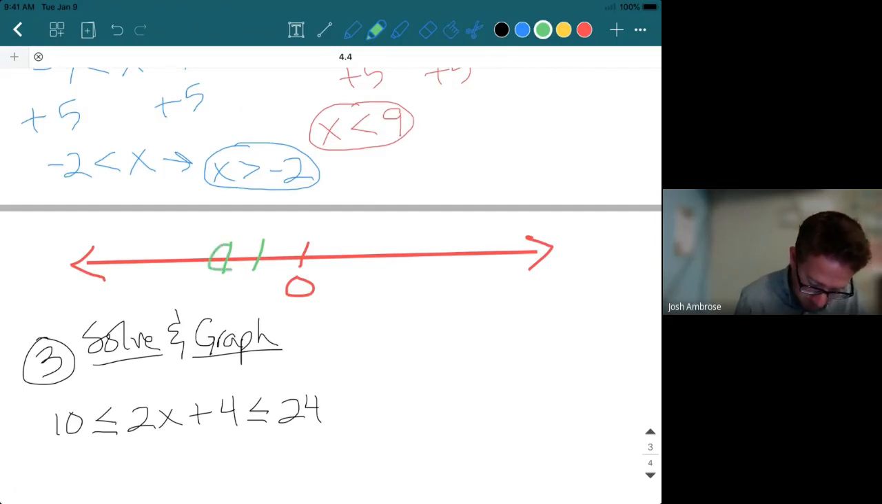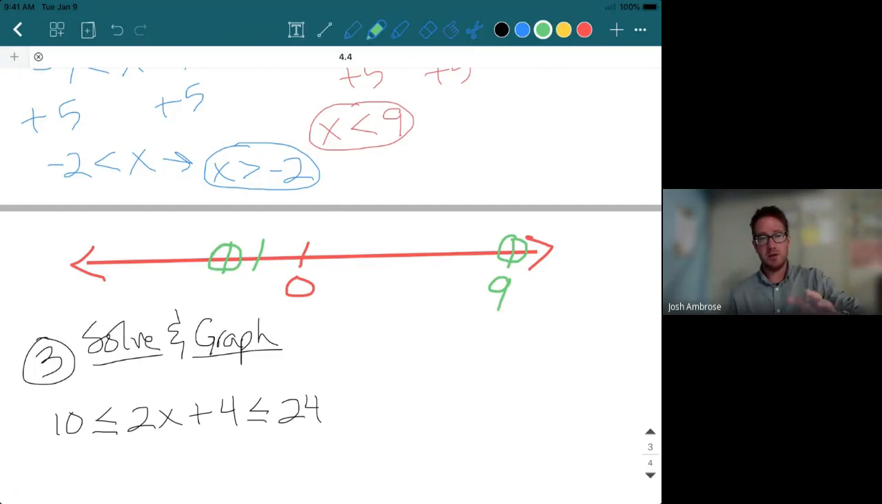We have an open circle, right? Because the inequality doesn't say "or equal to." And then let's just save ourselves some time and say that that is all the way at +9. Again, an open circle. Okay, for x greater than -2, it would go this way. For x less than 9, it would go that way.